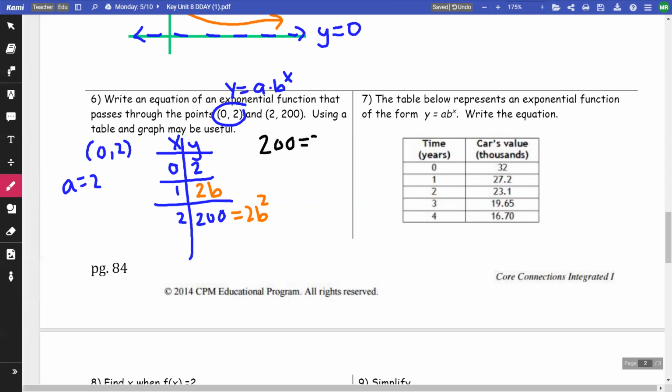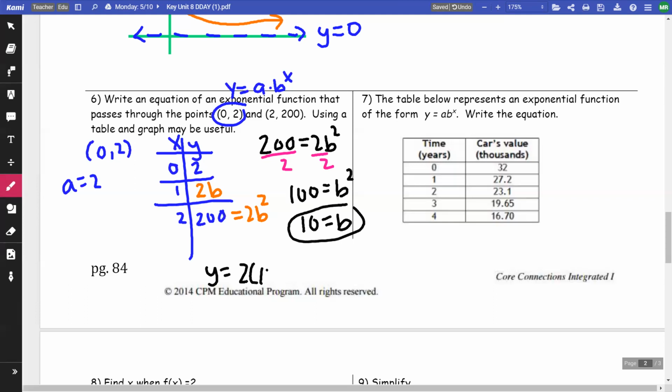So 200 is equal to 2b squared. We are going to divide by 2, and we get 100 is equal to b squared. And when you take the square root, you get 10 is equal to b. So our equation is going to be y equals a, which is 2, times 10, which is b, to the power x. And that's going to be your equation. And again, where I got my 2 is from my y-intercept.